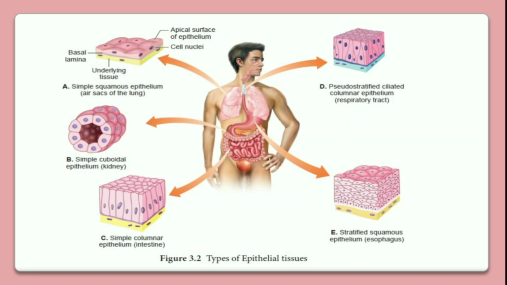Let's see for D, that is pseudo stratified ciliated columnar epithelium. This is the tissue that you can see in respiratory tract. So here you can see in the respiratory tract. Now the E, that is stratified squamous epithelium, and this type of tissue you can see in esophagus. So these are the types of epithelial tissue.